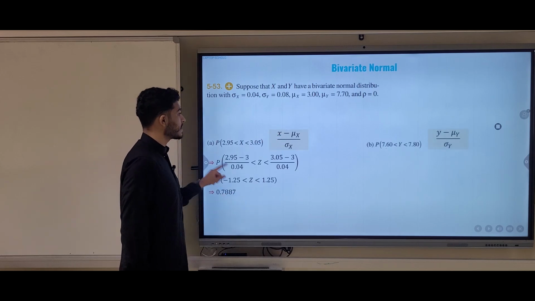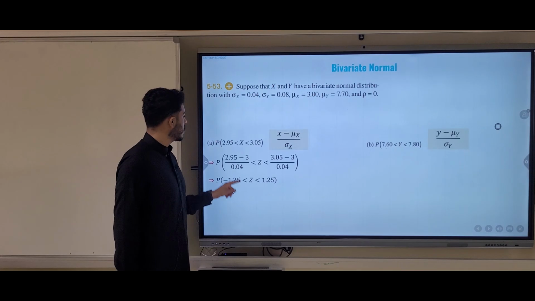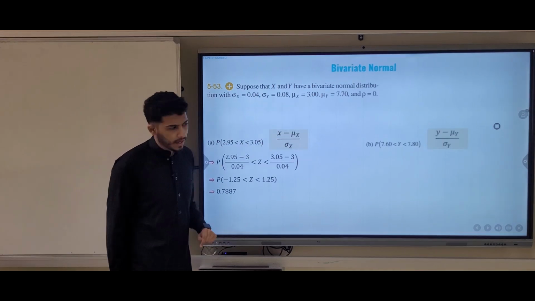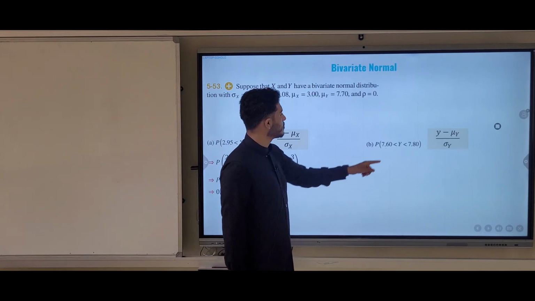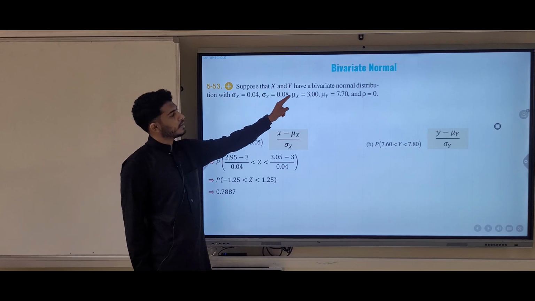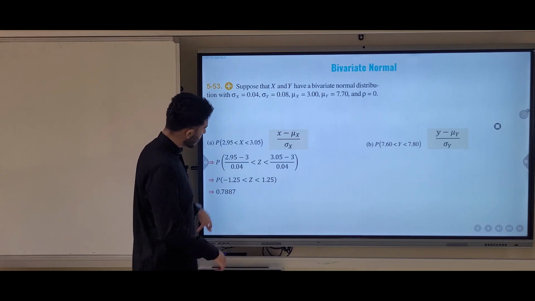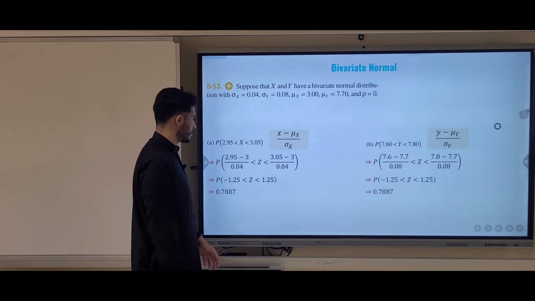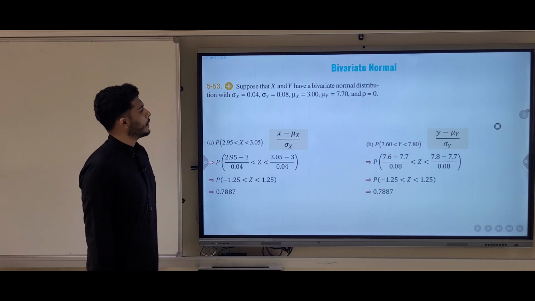We just standardize, but this time, I forgot to mention, you're going to standardize x with the mean of x and the standard deviation of x. Here you're going to standardize with the mean of y and the standard deviation of y, and these are already given in the question. Hopefully it is clear. This is basically it. You're going to solve the question and get the same answer also. Let's move on.